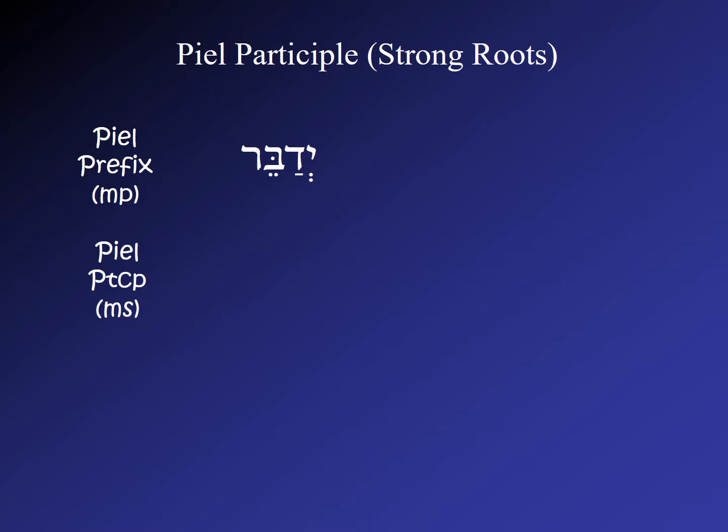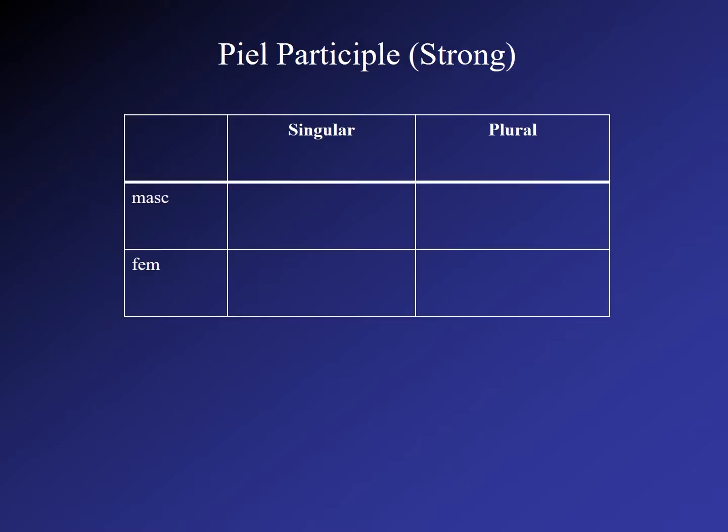Now the Piel participle looks almost exactly the same, except we replace our initial yod with an initial mem. So instead of yedabber, we have medabber. The shva, the doubling, and the tsere are still the same. So yedabber in the prefix, medabber in the participle.